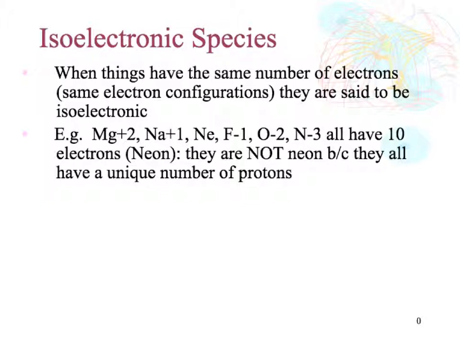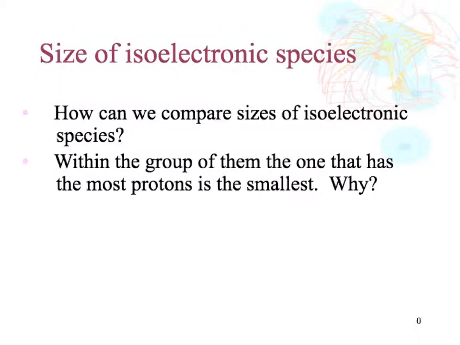So again, you are definitely going to want to look at the periodic table to see why magnesium forms a +2, a +1, a -1, a -2, and a -3. They all are going to have 10 electrons like neon. Okay. Now, how can we compare the sizes of isoelectronic species? Well, here's what you need to do. Kind of counterintuitive, but within the group of them, the one that has the most protons is the smallest.